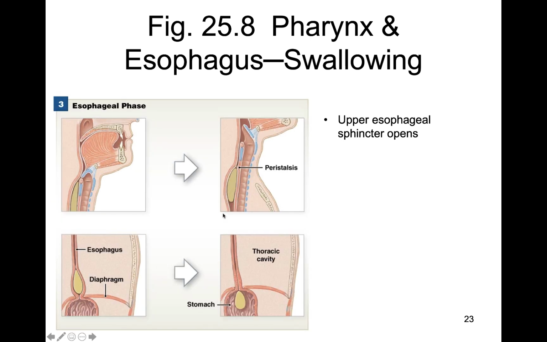And the upper esophageal sphincter is going to open. So there's a sphincter right here, and the food's going to go down. And again, you have a circular and longitudinal layer of the muscles, and using peristalsis motions, it's going to be pushed down.